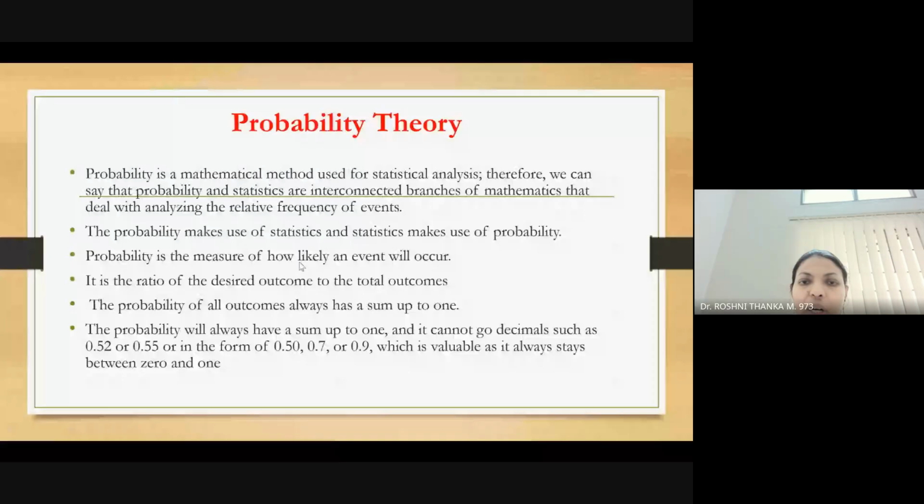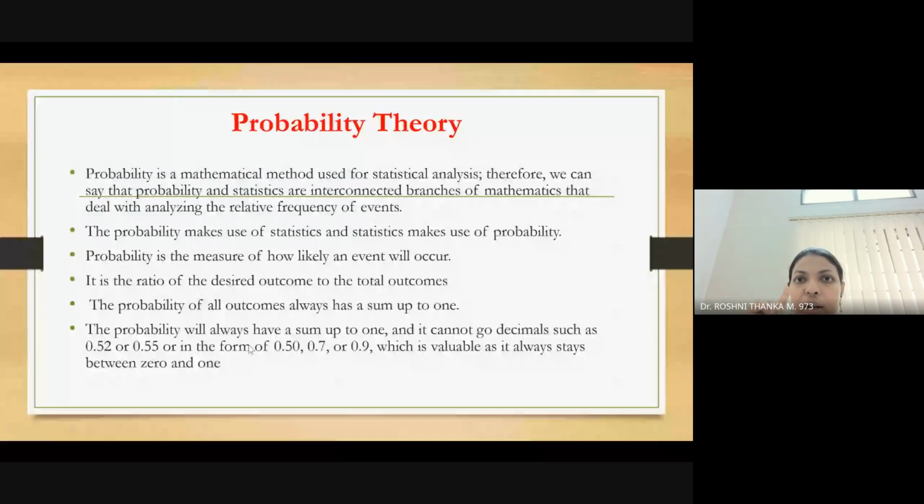It is a measure of how likely an event will occur. Now what is our event? Getting 3 is an event. Out of 6 possible outcomes, getting 3 is 1 divided by 6. So probability is how likely an event will occur. It is the ratio of the desired outcome to the total outcome. What is the total outcome? 6: getting 1, getting 2, getting 3, and so on. So 6 possible outcomes in total. Out of which, what is our desired outcome? Getting 3. So that is 1 divided by 6.